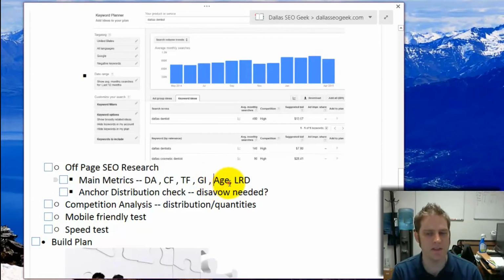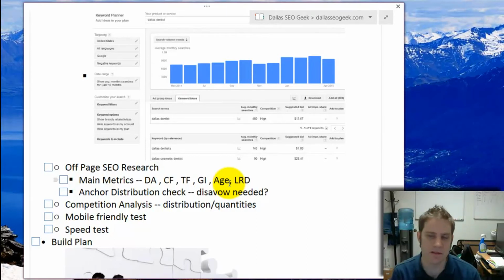How old is your domain? Age has a little bit of an effect on your site, not as much as it used to, but it's one of those things where a brand new site is going to take a little bit longer to rank than an aged domain, a domain that's 10 years old, because Google trusts older domains more. But it's not impossible. It's just something we want to look at.